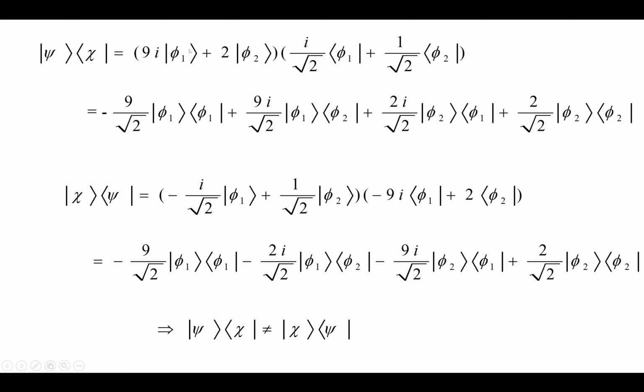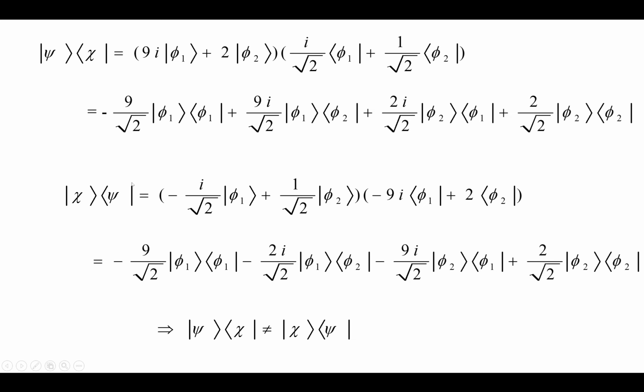Similarly, the first term in the first part multiplied by the second term in the second part is equal to 9i by root 2, with ket phi 1 and bra phi 2. Similarly, the second term in the first part multiplied by the first term in the second part will give you plus 2i by root 2 ket phi 2 bra phi 1, and the second term in the first part multiplied by the second term in the second part will give you plus 2 by root 2 ket phi 2 bra phi 2.